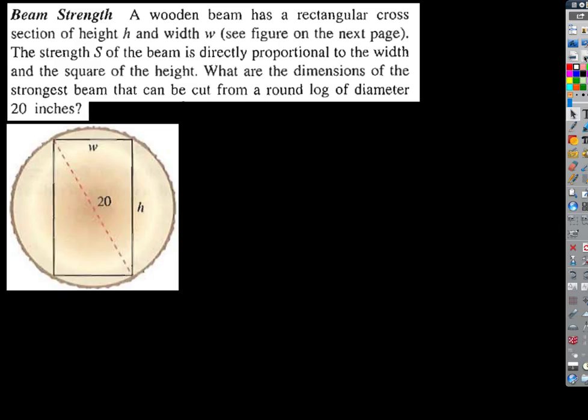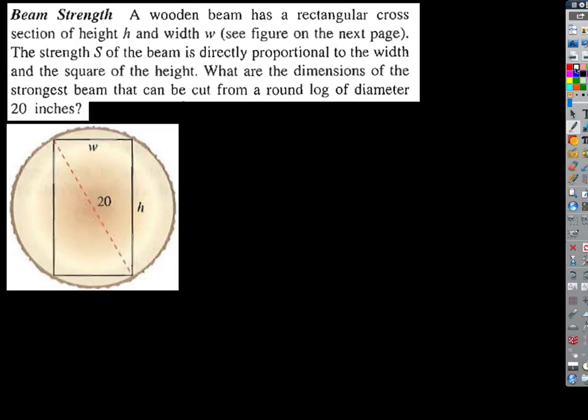So what could we do? What if we wanted to make the strongest beam out of this log? How would we cut it? But it's got to be a rectangular profile so it fits nicely with the other materials. What do we think? We've got our variables, I guess, W and H instead of X and Y. How do we write down our primary equation then?